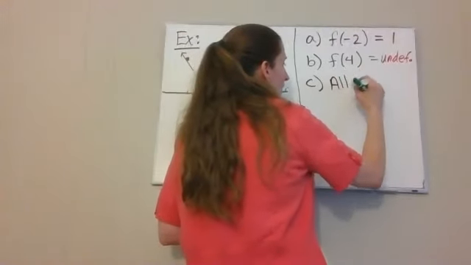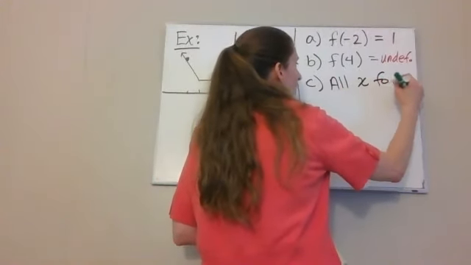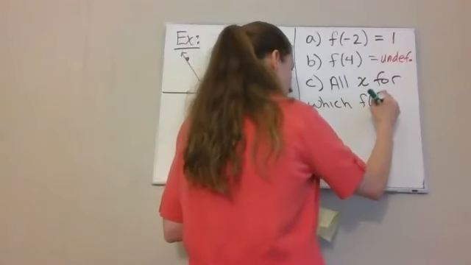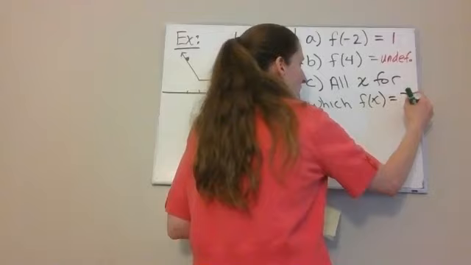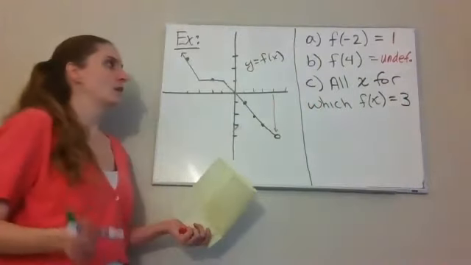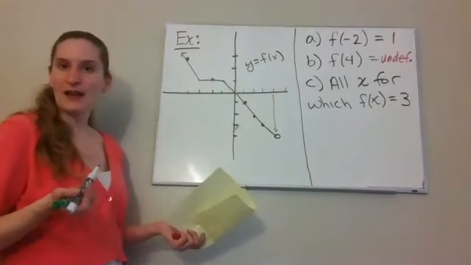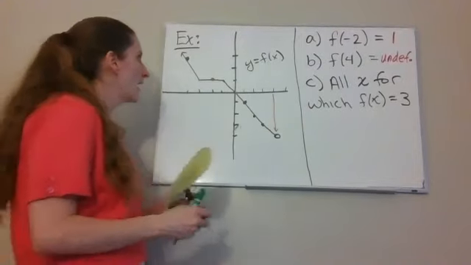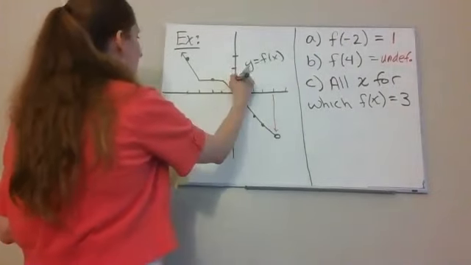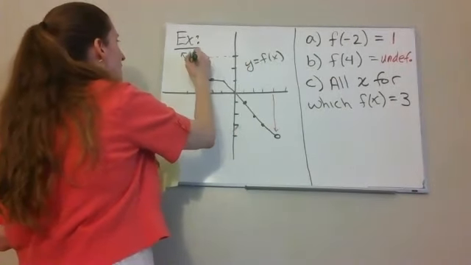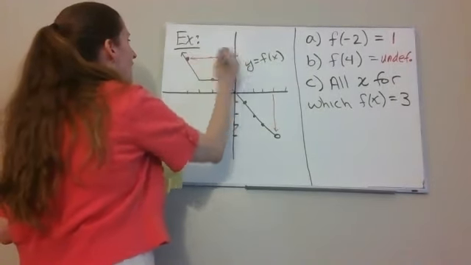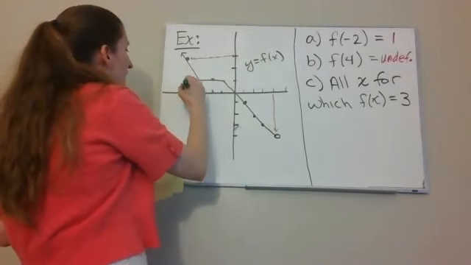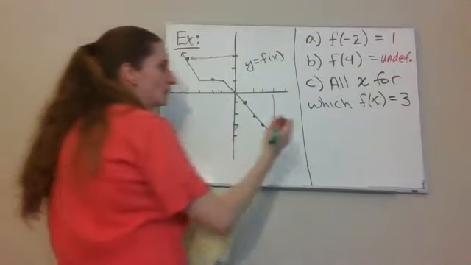Part C, we're going to find all x values for which f of x is equal to 3. So they want us to find the x values that give me a y value of 3. So let's look at our graph. Where is y equal to 3? This point right here is where y is equal to 3, and that is the x value, -4.